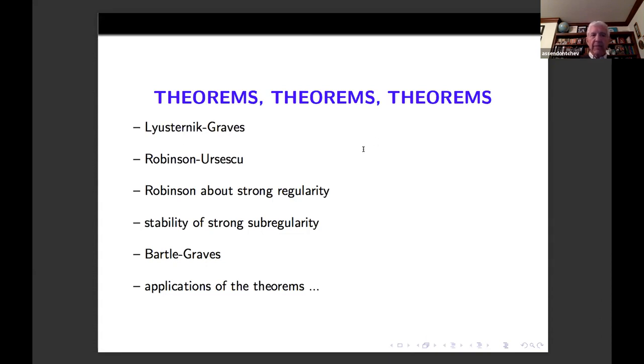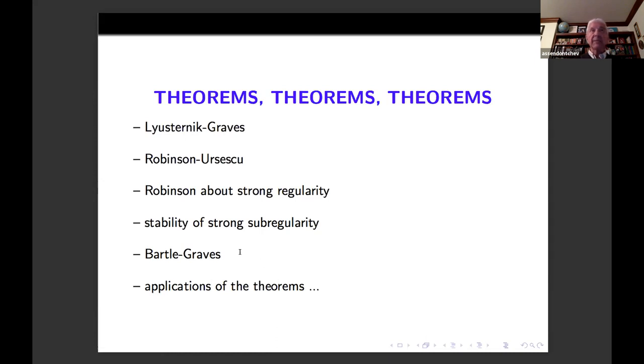Then comes the Robinson-Ursescu theorem, which is about mappings with convex graphs where metric regularity is characterized by an interior point condition. Very important theorem. Another theorem by Robinson about strong regularity. Robinson's name is mentioned quite a few times here. I really admired his creativity about regularity of mappings. And then something very close to me is stability of strong subregularity, in the same vein of persistence of the property under linearization. Then comes the Bartle-Graves theorem.